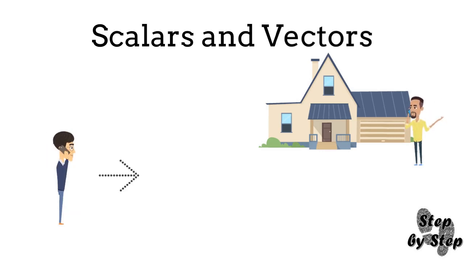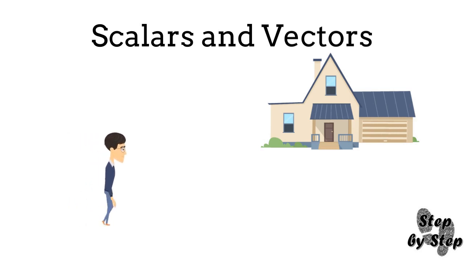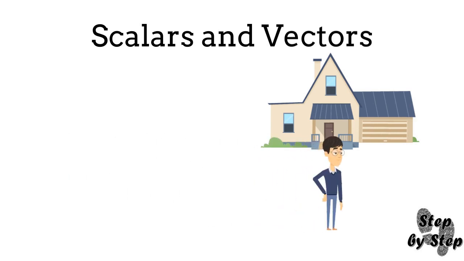Suppose your friend is visiting your house and over the call you give him directions. Your conversation might be something like, take a right turn and move 100 meters, and then take a left turn and my house will be just 50 meters away. It will take 15 more minutes to reach my house.